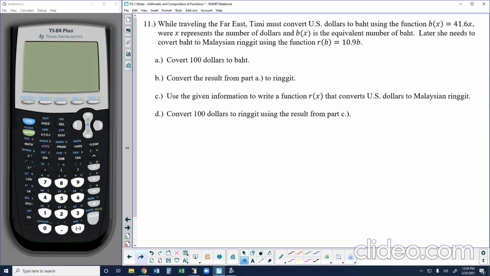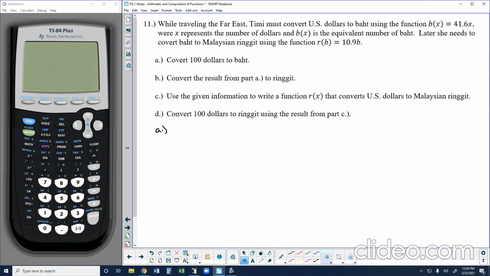So in problem number 11, it says, while traveling in the Far East, Timi must convert US dollars to baht using the function b of x equals 41.6x, where x represents the number of dollars and b of x is the equivalent number of baht. Later, she needs to convert baht to Malaysian ringgit using the function r of b equals 10.9b. So in part A, it says to convert $100 to baht.